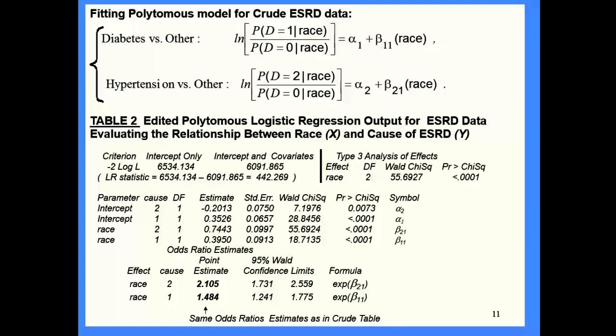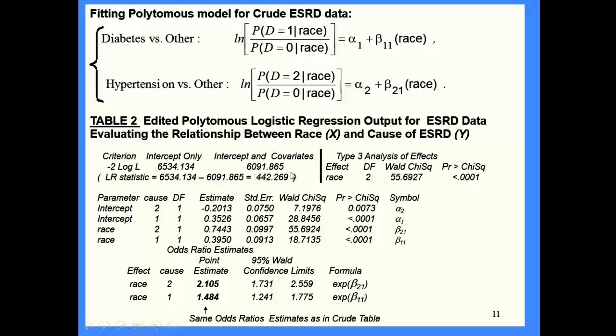Now, what about the test? Is race significant in this model? Where can you see that information? Where do you see that information on the screen here? Well, you don't see it here. But you notice it says intercept only and then intercept and covariates, right? Now, this is the model that has the intercept and covariates.